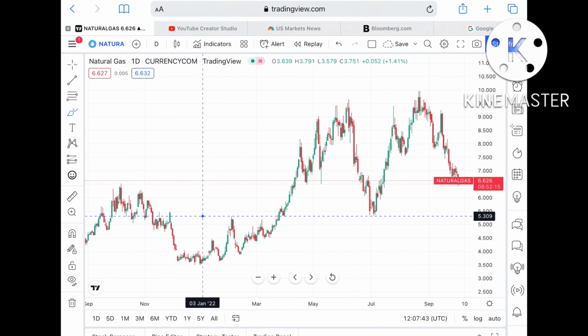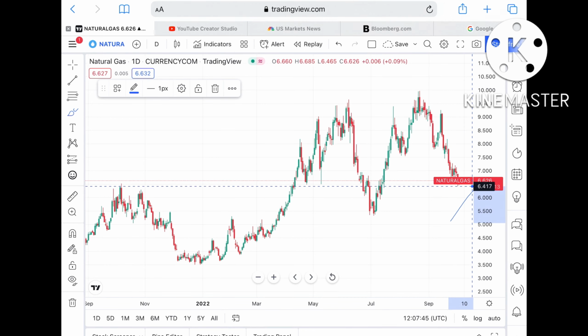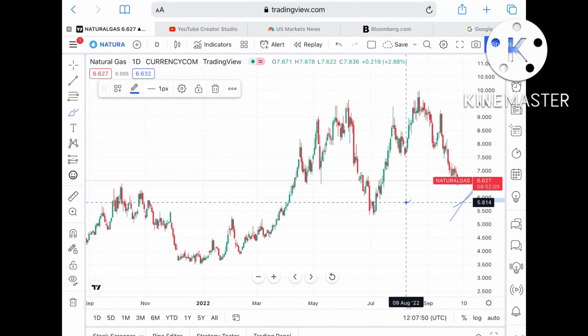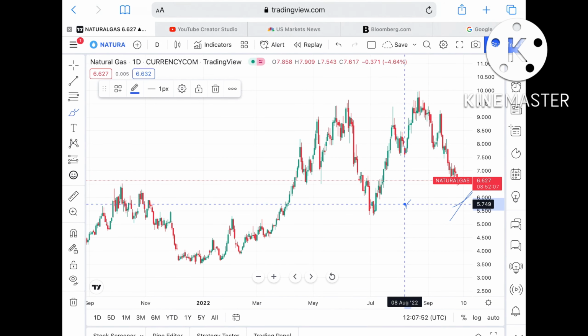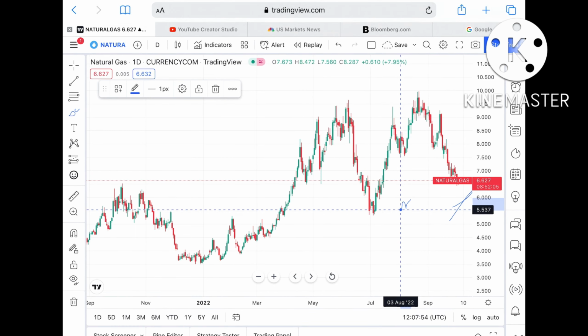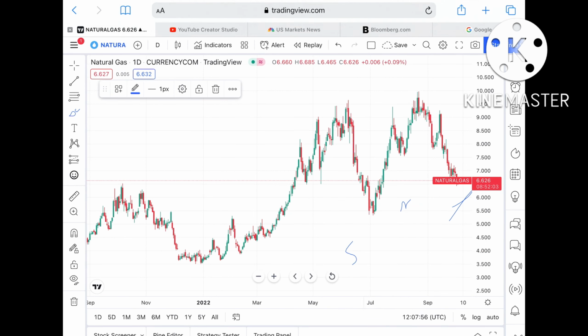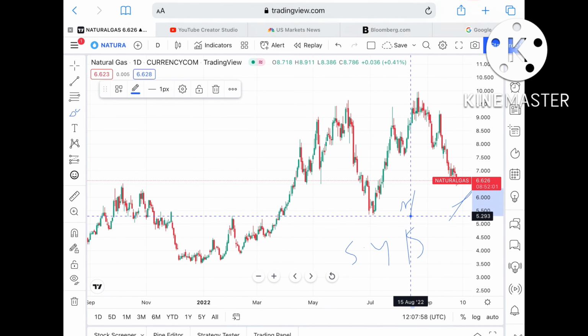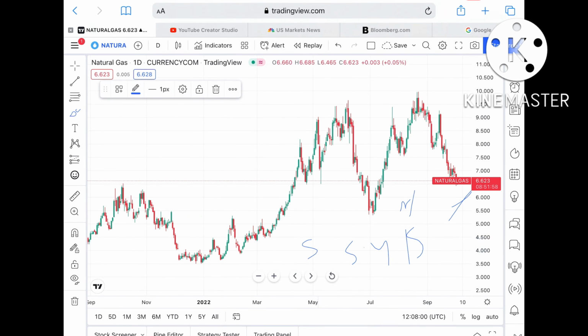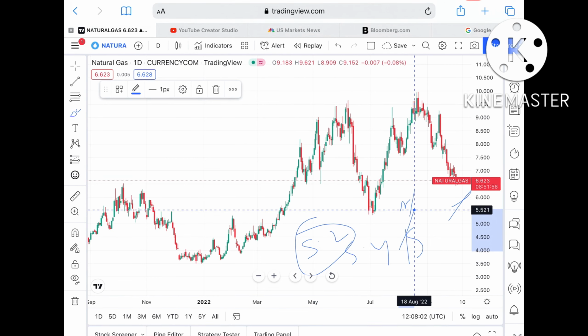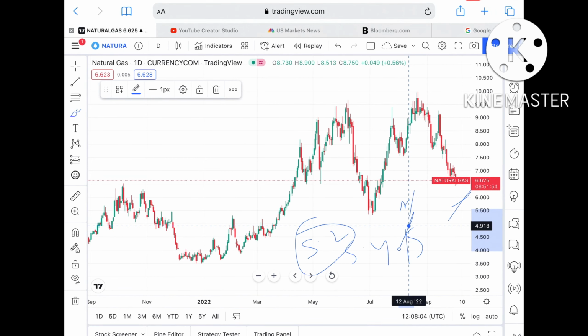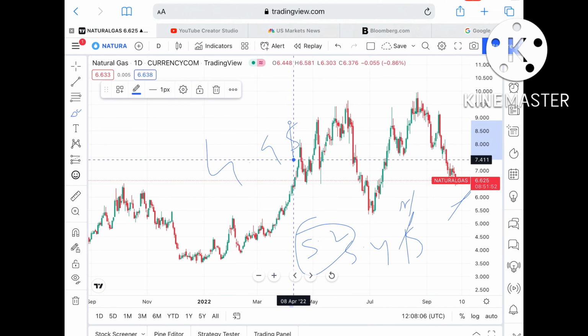Again I repeat, suppose the price doesn't sustain this particular level, we can see it can touch a level of $6.4, and from there it can move further down and touch a level of around 5.9. Once the price falls below this level, we can see a level of $5.4, and from there it can touch a level of $5.2. And if the price doesn't sustain 5.2 also, then there is a higher probability of touching 4.9, and if the price falls below 4.9, then we can see it can move further low.